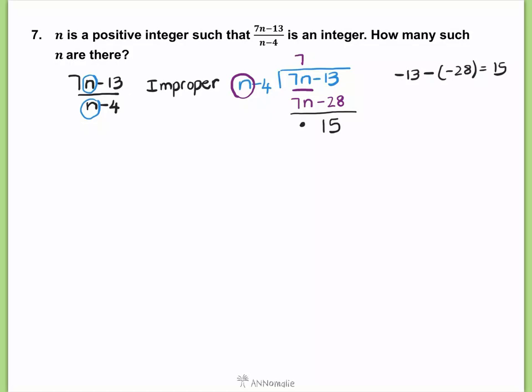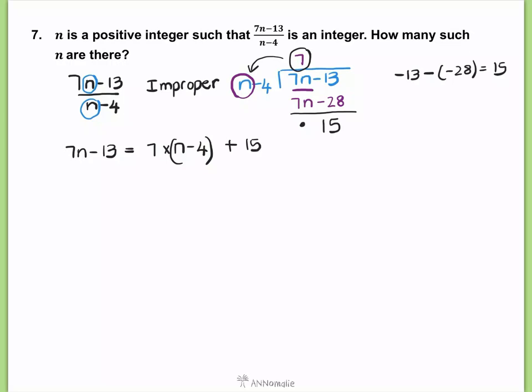We can no longer continue with this algorithm as 15 is a constant and we need another n in there to continue the division process. So I can say that 7n minus 13 is equal to 7 times n minus 4. Where did I get that from? 7 multiplied by the divisor, plus a remainder of 15.